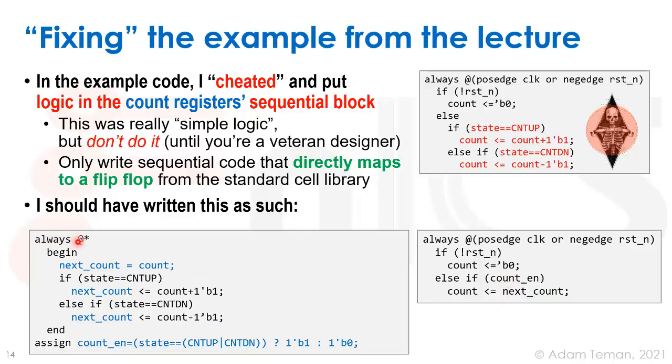Then we're going to have always at star begin. First of all we give a default value, next count equals count. Then we say if state is count up, next count gets count plus 1. If state is count down, next count gets count minus 1. So it's the same thing, but now we're putting it in an always at star combinatorial block. And we're going to create this count enable that says if we're in state count up or count down, count enable is 1, if not 0.